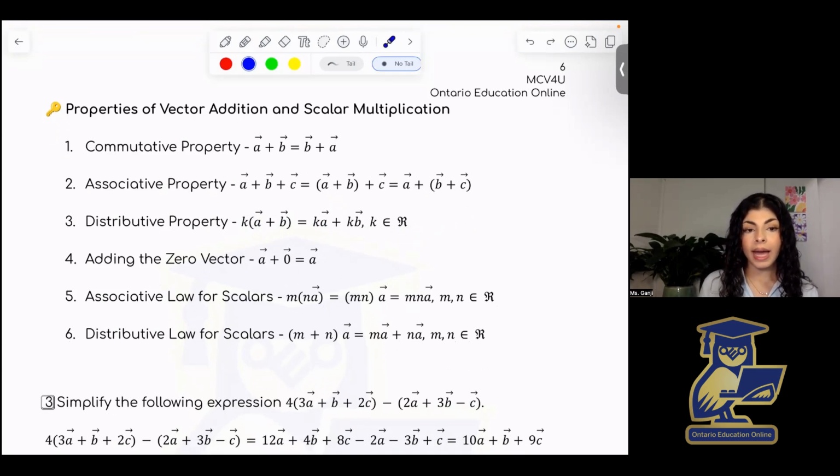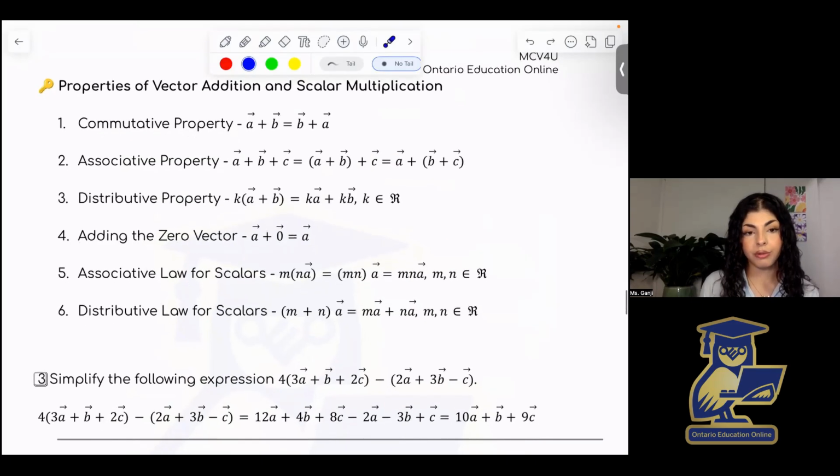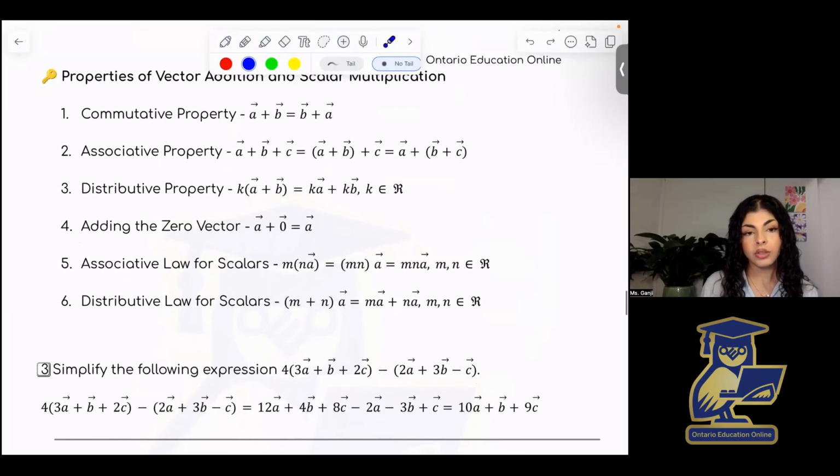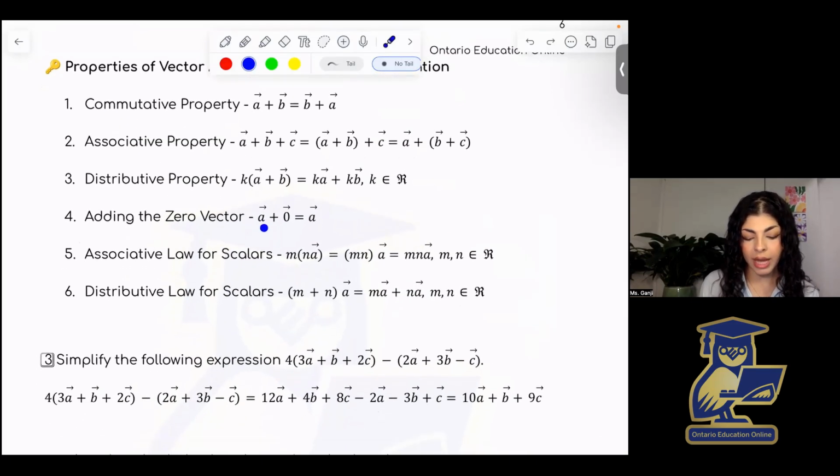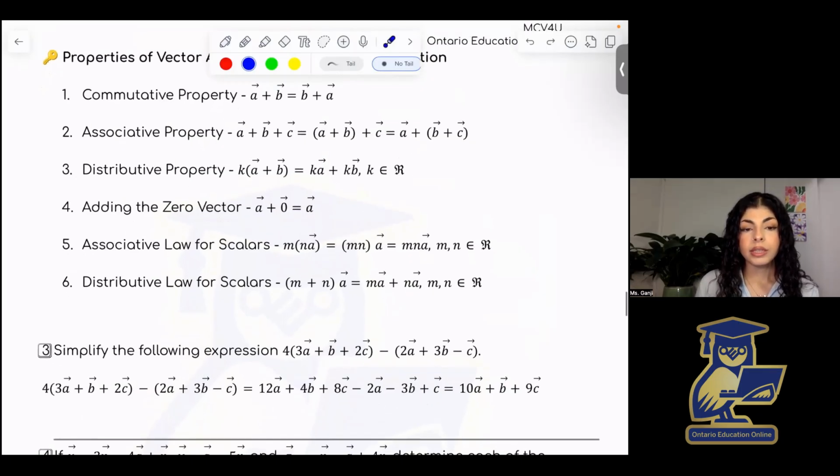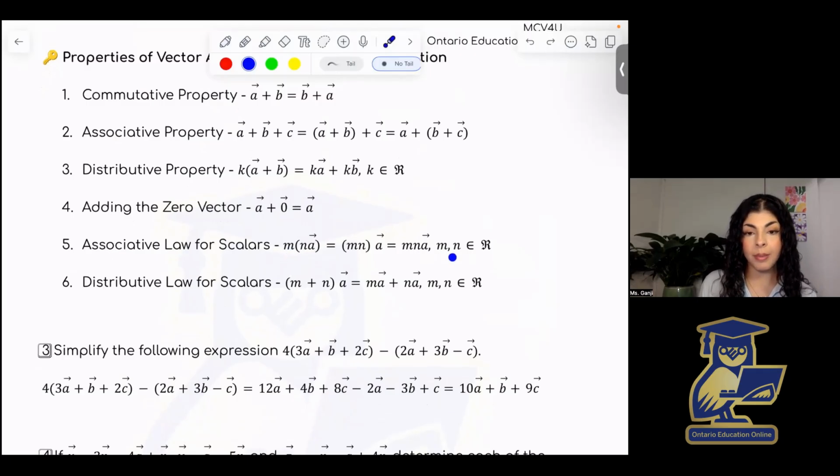And now adding the zero vector, this is similar to adding zero, it doesn't change your vector. So a vector a plus the zero vector is just the vector a. Now for scalars, we also have the associative law, which means that if you have two scalars m and n in real numbers, then m times n a is the same as mn times a, or you can take the brackets out, mn times a, as long as you know m and n are your scalars.